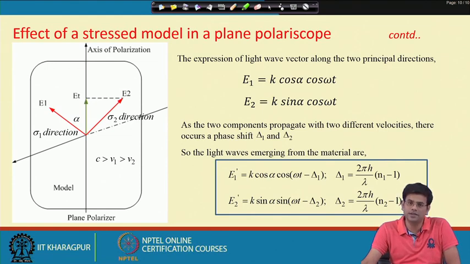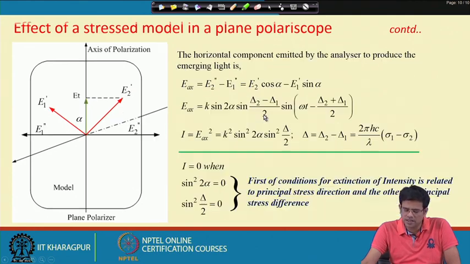So, that will lead to a phase shift, and we have found this phase shift delta 1 and delta 2, which is essentially 2 pi h by lambda times (n 1 minus 1) and 2 pi h by lambda times (n 2 minus 1). Now, this is the component of the light vector along the two different directions. Now, this we can further modify a little.